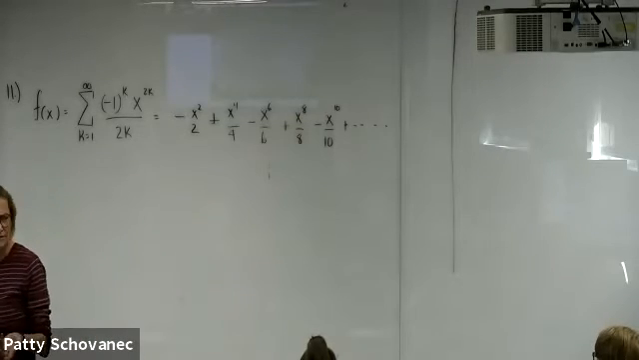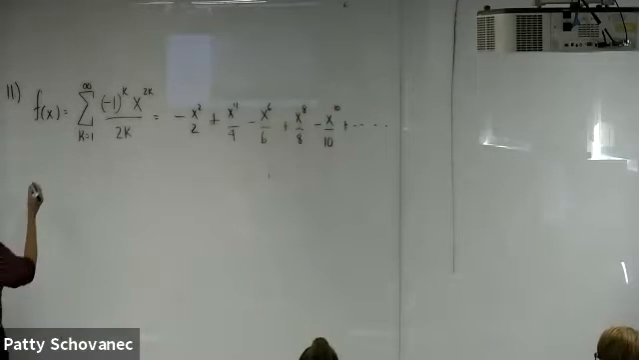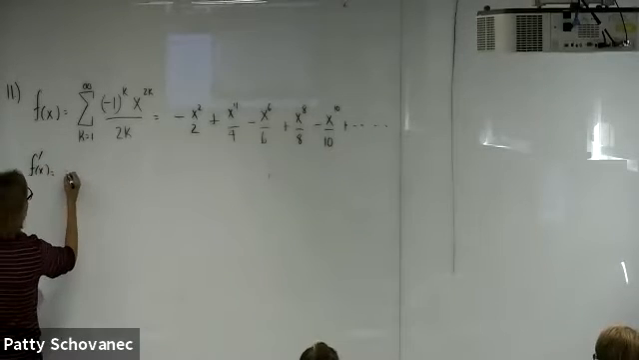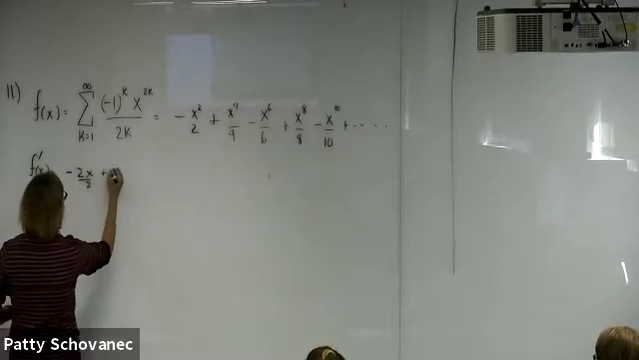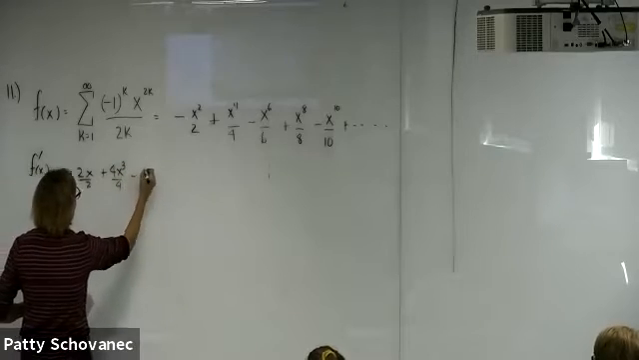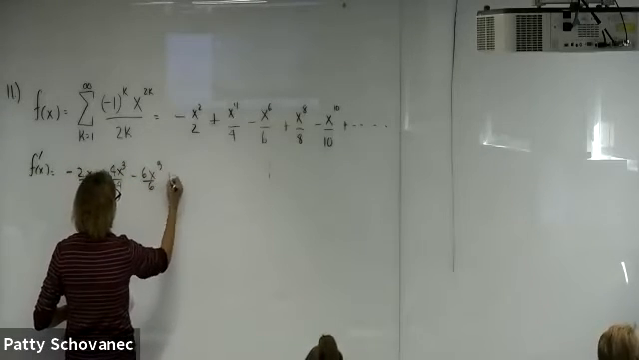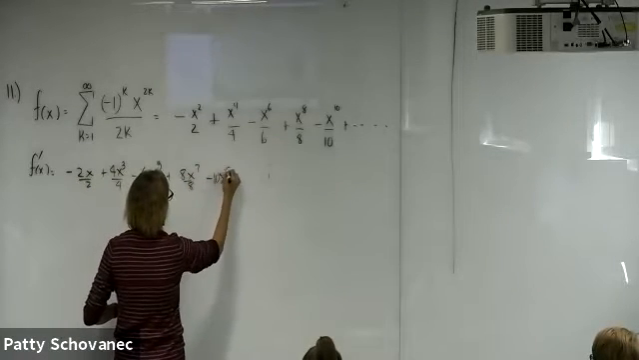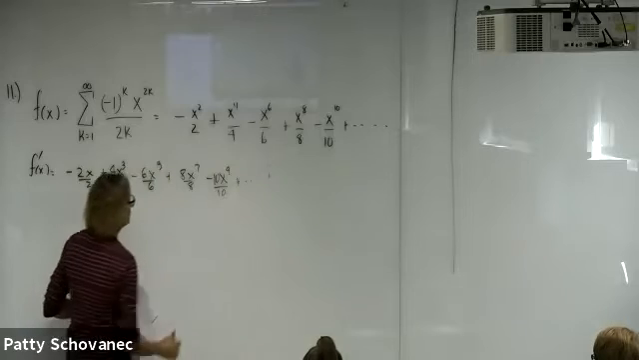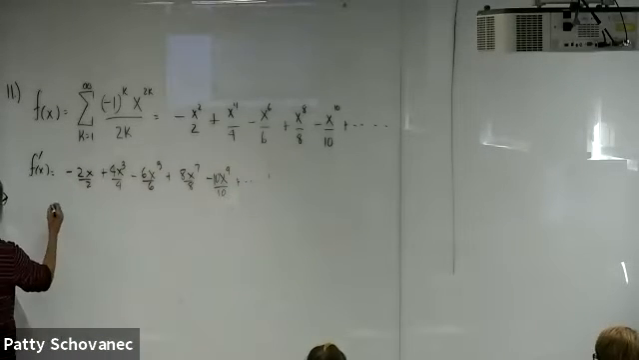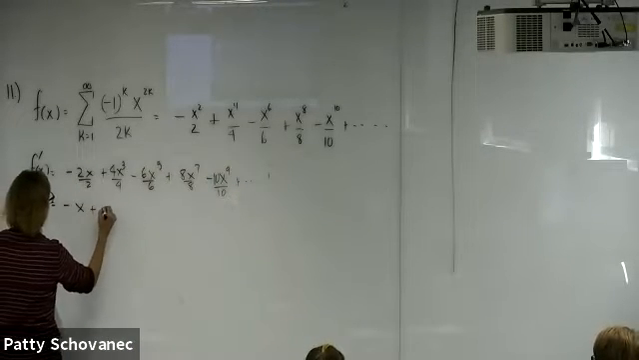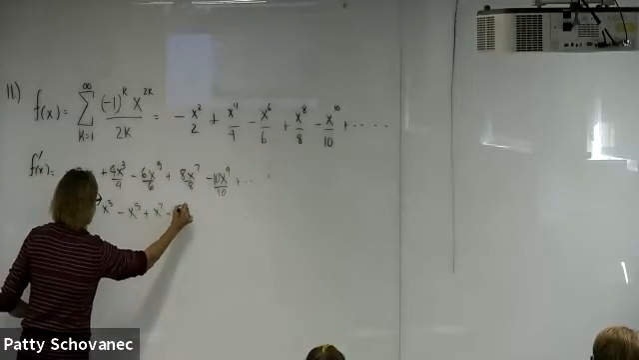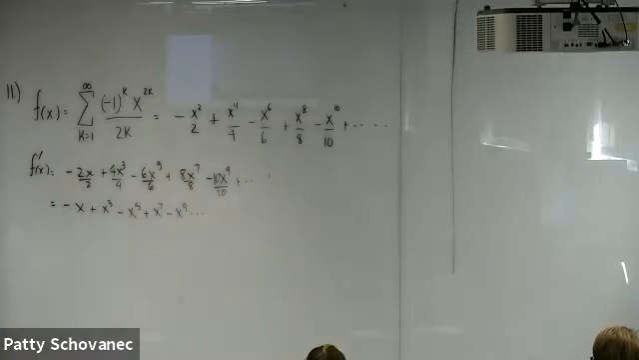We're looking for 6 derivatives of this. So let's just start knocking out derivatives. The first derivative of this thing, just using those terms, will give me -2x over 2 plus 4x cubed over 4 minus 6x to the 5th over 6 plus 8x to the 7th over 8 minus 10x to the 9th over 10 and so on. So you can see that those constants will cancel and our first derivative just looks like this. It's got odd powers on the x's.